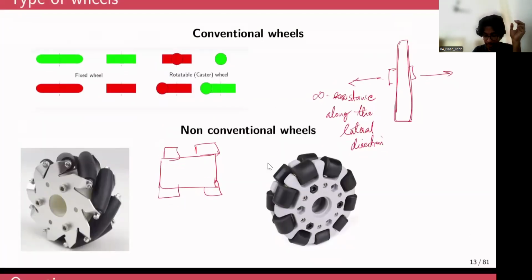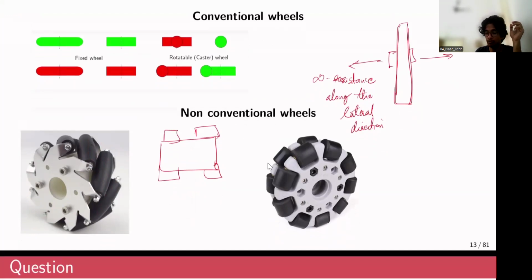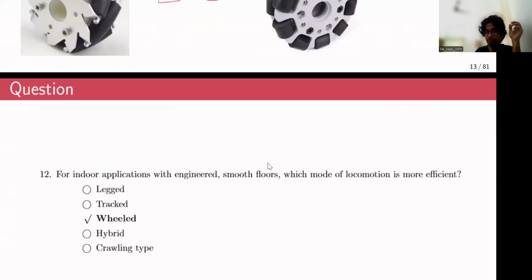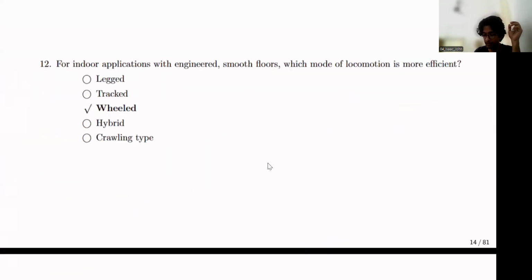So that essentially enables them to slide sideways. If you are employing wheels with these passive rollers, these wheels can roll about their hub axis, and at the same time they can also slide back and forth, side to side. That gives them additional capability for a very high level of mobility.